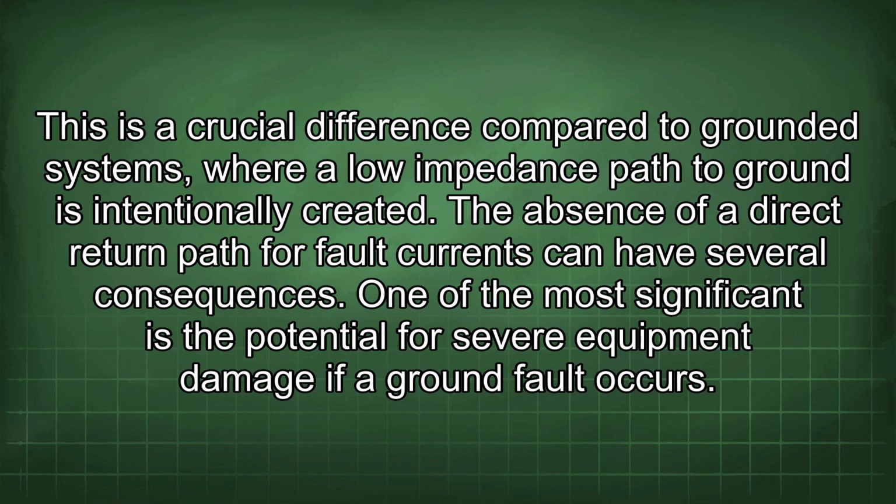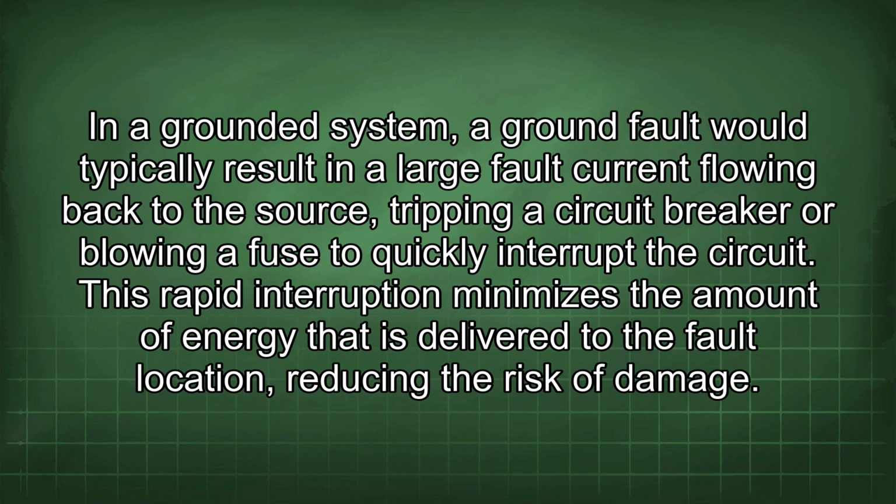The absence of a direct return path for fault currents can have several consequences. One of the most significant is the potential for severe equipment damage if a ground fault occurs. In a grounded system, a ground fault would typically result in a large fault current flowing back to the source, tripping a circuit breaker or blowing a fuse to quickly interrupt the circuit. This rapid interruption minimizes the amount of energy that is delivered to the fault location, reducing the risk of damage.